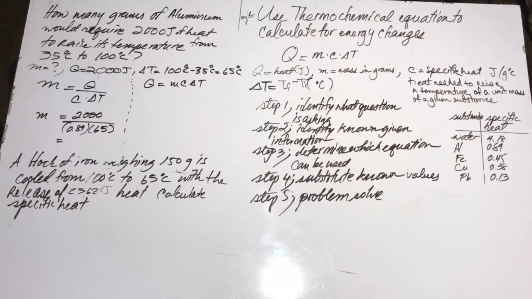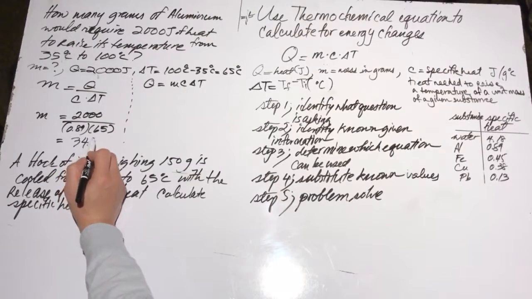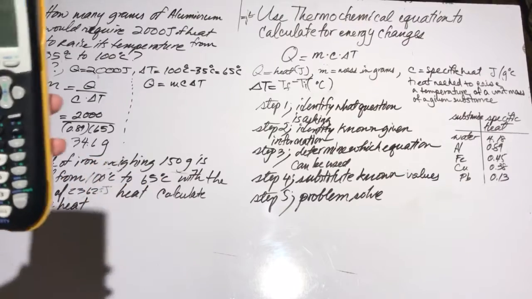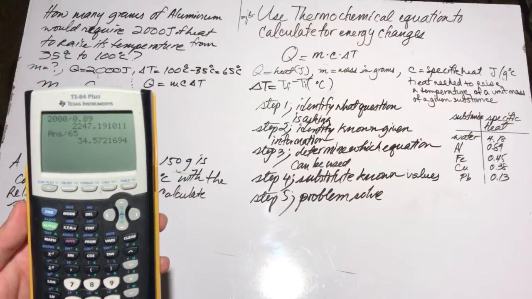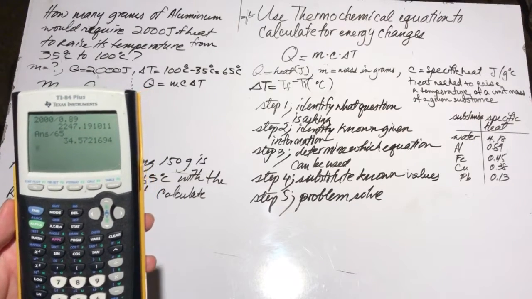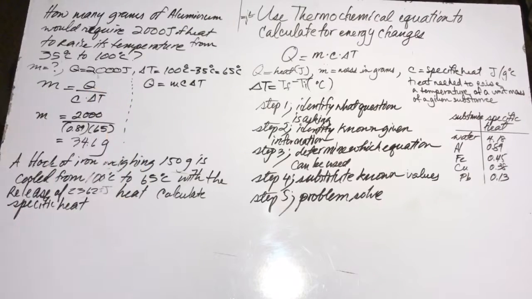This one is a little bit tricky. All you have to do is the problem solving on the top and the bottom. So it will be 2000 divided by the product of 0.89 times 65, which is 34.6 grams. Or you can do it this way, which is easier: I took 2000, the top, divided by the bottom, pressed enter and divided by the other bottom. It gives you the same thing, and it's faster that way.